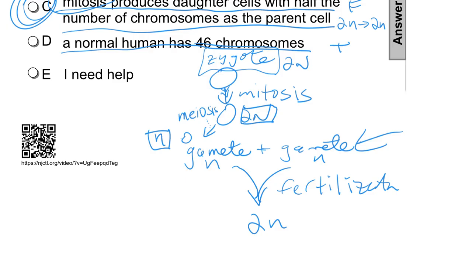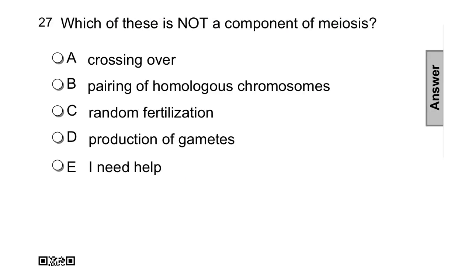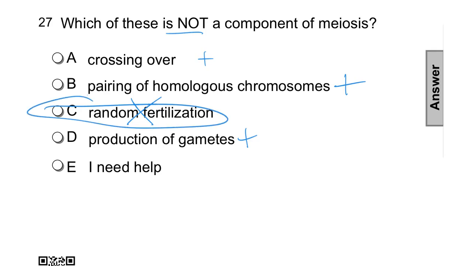And then, of course, we produce haploid cells in our sex organs. Which does not occur during meiosis? Crossing over, yeah, it does. It occurs, so that's not the right answer. Pairing of homologous chromosomes, yeah, during prophase 1. Random fertilization, fertilization happens after meiosis once you have a gamete, so that's not it. Production of gametes, yeah, the whole point of meiosis is to produce gametes, so the false one is letter C.